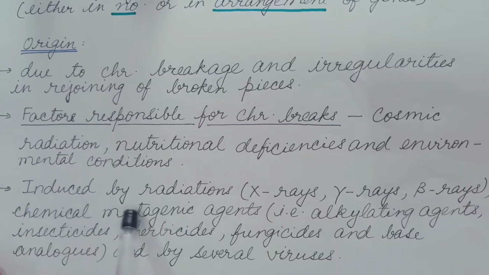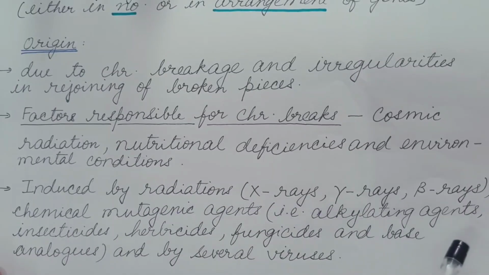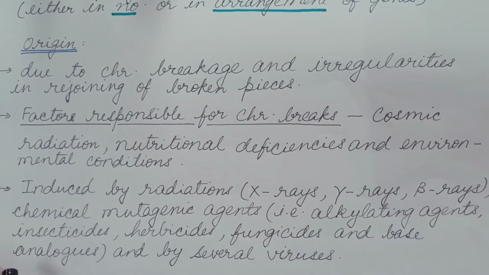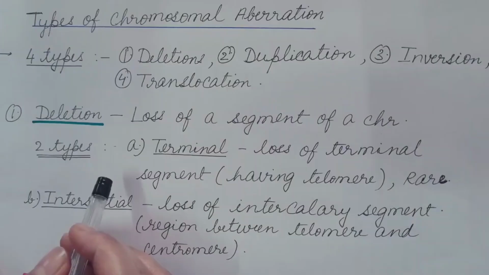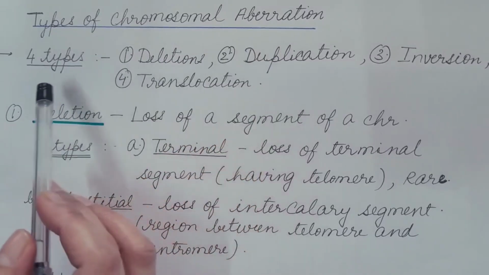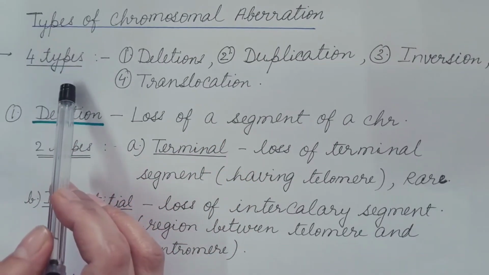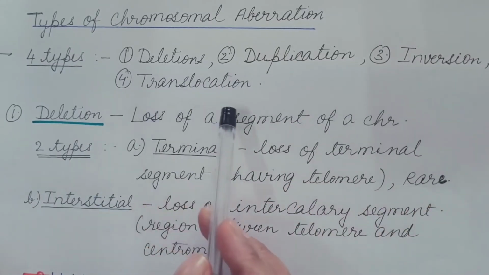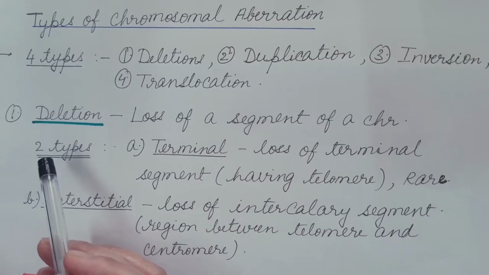These can also be induced artificially by radiations like X-rays, gamma rays, beta rays, chemical mutagenic agents, that is alkylating agents, insecticides, herbicides, fungicides, and base analogues, and by several viruses. Now let us see the types of chromosomal aberration. There are 4 types: deletion, duplication, inversion, and translocation. Let us see them one by one.